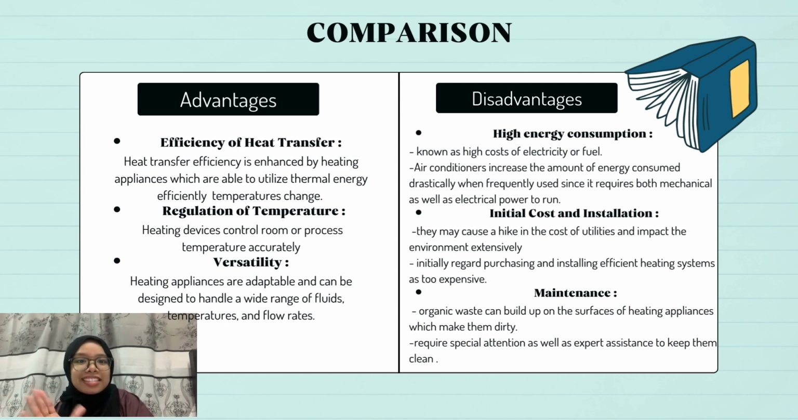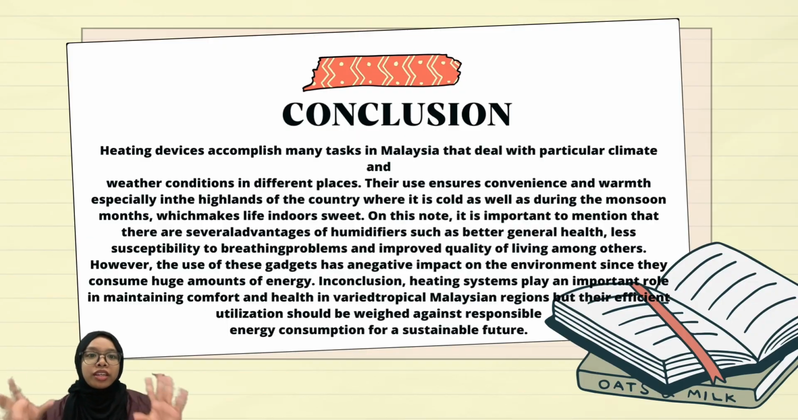So it comes to the end, so let's wrap up by talking about the role of heating systems in Malaysia. These devices are crucial for providing comfort and warmth, especially in cold highlands and during rainy monsoon months. They truly make indoor life more enjoyable and cozy amidst varying weather conditions across the country. It is important to take note of the benefit of humidifiers as well. They promote better health, reducing breathing issues, and enhance overall quality of life.